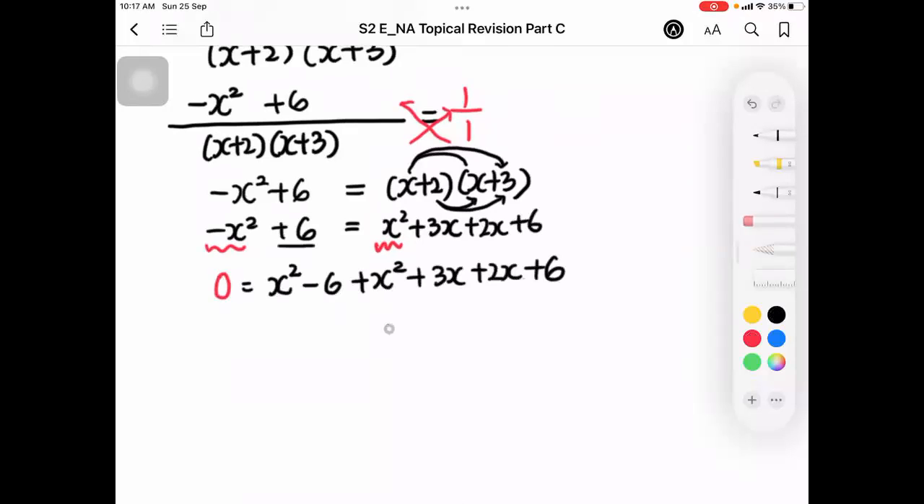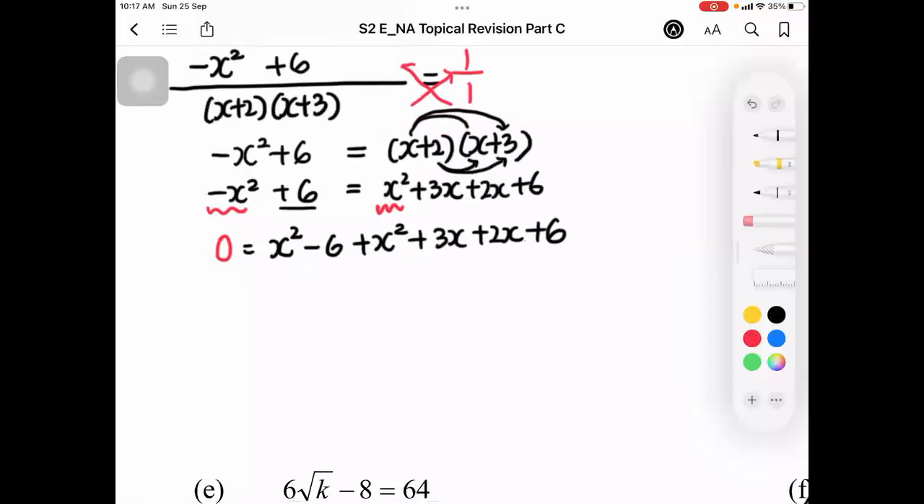Once we reach this step, quadratic equation, add all the things together. Somebody help me simplify. Alicia, how many x squared? 2x squared, followed by how many x? 5x. Yes, correct. Plus 5x. Got number? The number minus 6 and 6 cancel away, no more number. So this whole thing equals to the number 0.